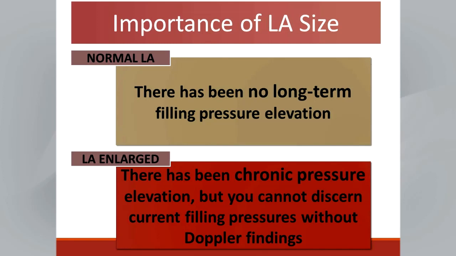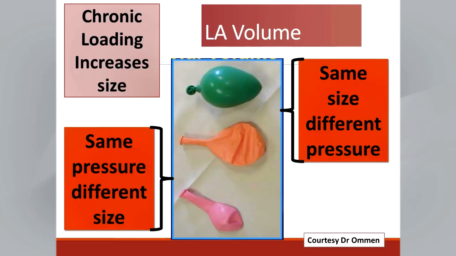So now we're going to talk a little bit about the left atrium, which is very controversial. You all understand that left atrial volume is a very strong prognosticator of outcomes, and we all understand that an increase in left atrial volume means an increase in wall tension secondary to an increase in pressure in the left atrium. And we know that when the left atrium is enlarged, that means there is chronic pressure elevation, but in order to understand the current filling pressures, we need Doppler echocardiography.